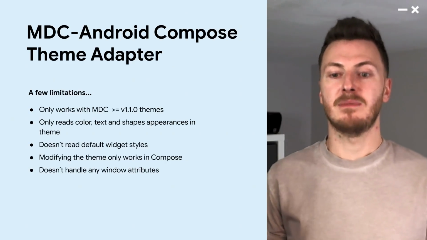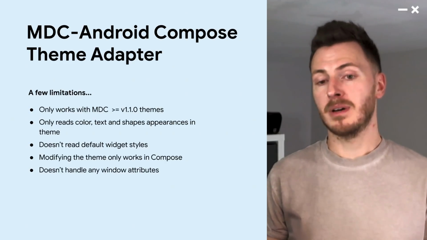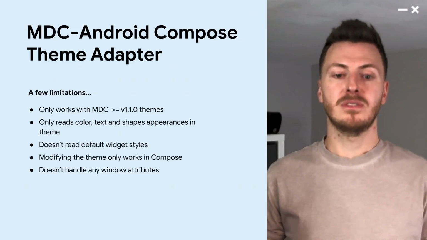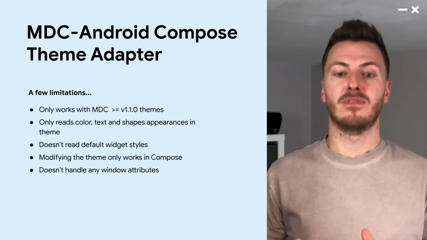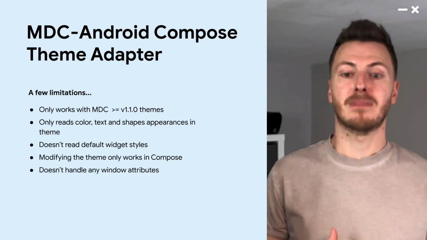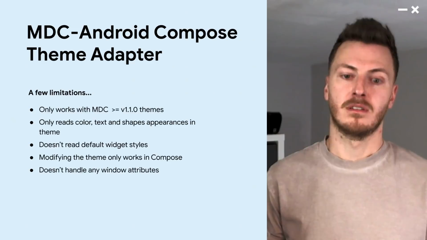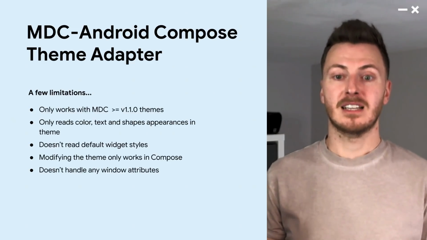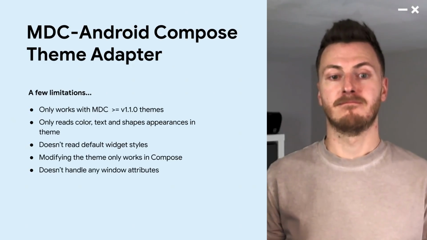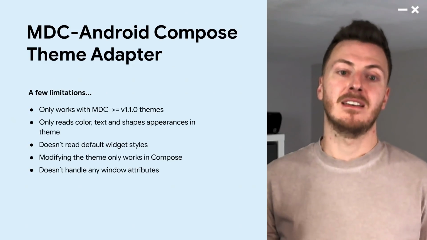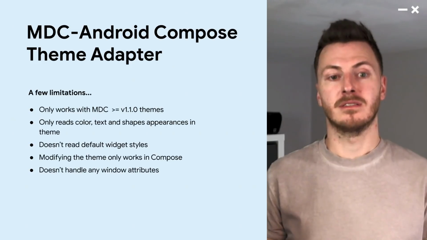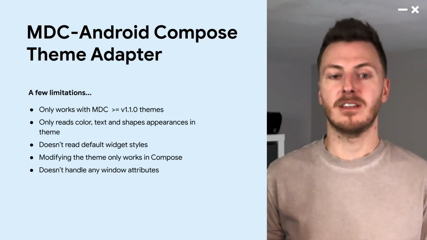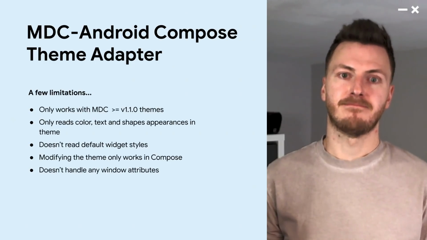Firstly, it only works with MDC themes and not, say, AppCompat or platform themes. As we mentioned earlier, Compose implements material theming, and therefore we need the equivalent theme information to map between the 2 systems. The second limitation is that it only currently reads the color, text, and shape appearances from your theme. The key missing thing here is that it does not read any default widget styles. And this is because Compose has no concept of default styles declared in your theme, unlike the view system.